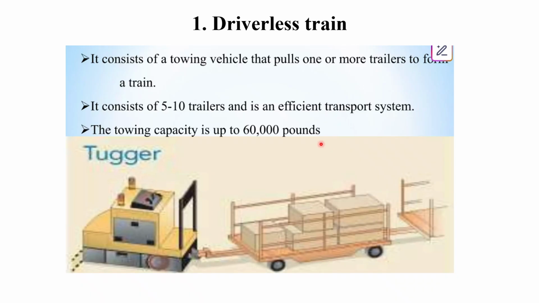If you have more material to be transported from one place to another place, in that case a driverless train is very suitable, because it is able to pull more than 5 to 10 trailers. So 5 to 10 trailers is sufficient for an efficient transport system.